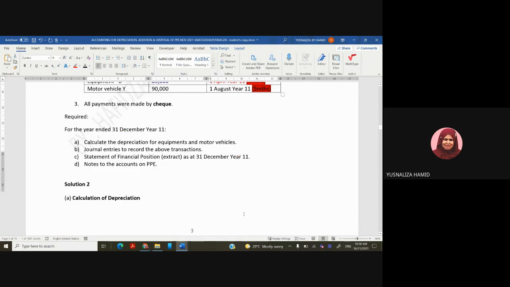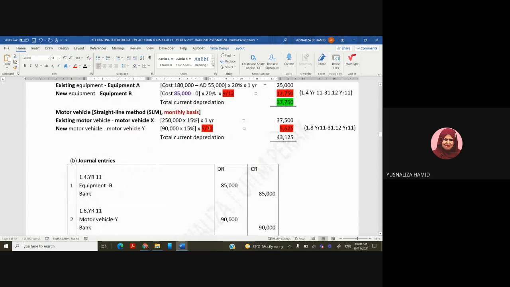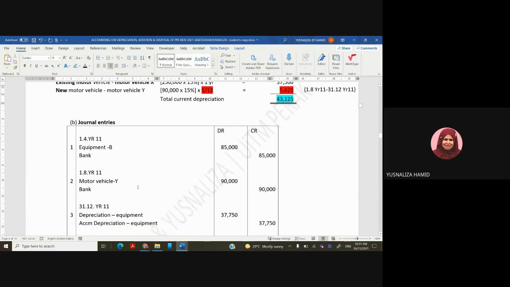Right? And that 5 months is here. Right? And how do you get 5 months? 1st of August until 31st of December times 15% times 90,000, which is the straight line method based on the depreciable cost. So you have 5625, add them together. So this one will give you 43,125. That 43,125 is what you recorded here.